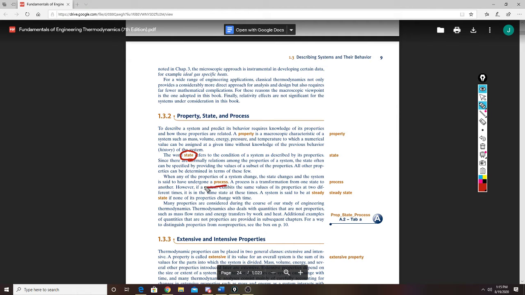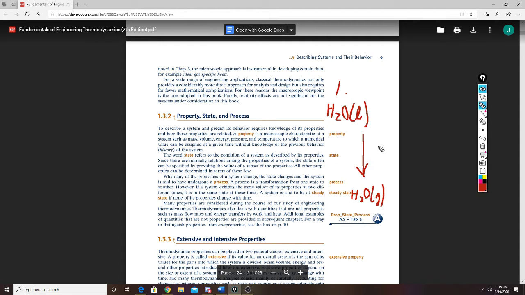All right, so right here, this is a process. Their definition is, when any of the properties of a system change, the state changes, and the system is said to have undergone a process. So for example, let's say we have liquid water, and this is state 1. If it moves to state 2, and now it is H2O, let's say gaseous, right?